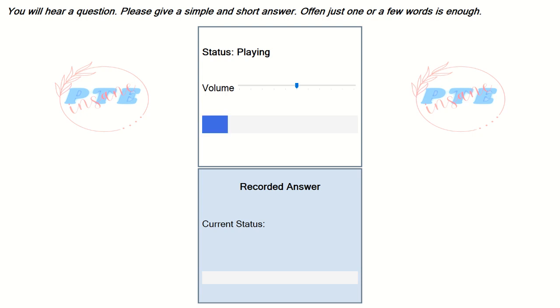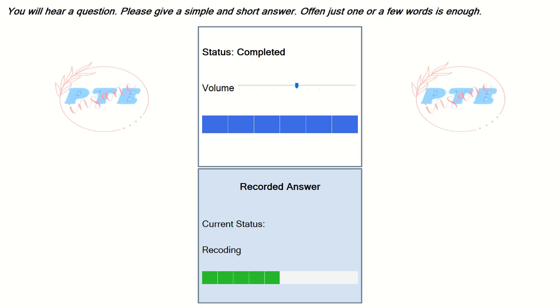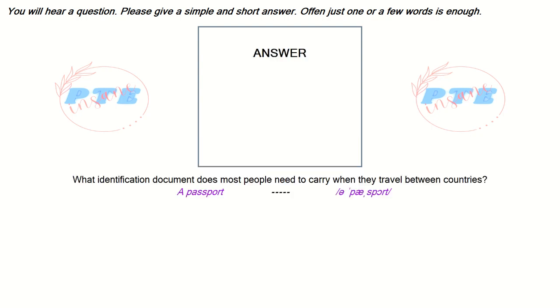What identification document does most people need to carry when they travel between countries? A passport.